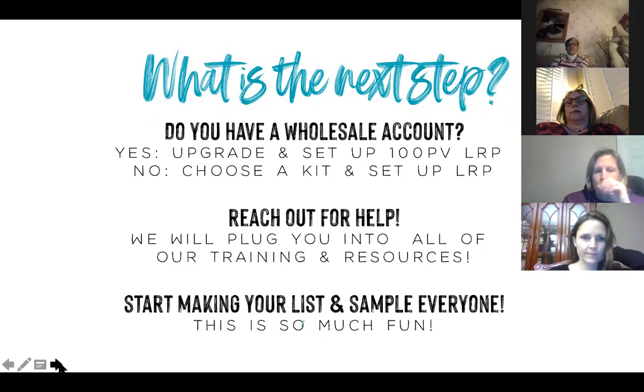So the next step, if you have a wholesale account, which everybody on here, I believe, has, would be just to upgrade your account and to set your LRP at 100 PV. The reason why we set our LRP at 100 PV is commissions are paid out once you have that 100 PV order. So I always think about it as the investment in your business. If you were going to be starting a small business, you would have a cost on a monthly basis. This is probably the lowest risk, lowest cost to owning your own business that you could get, that 100 PV order.